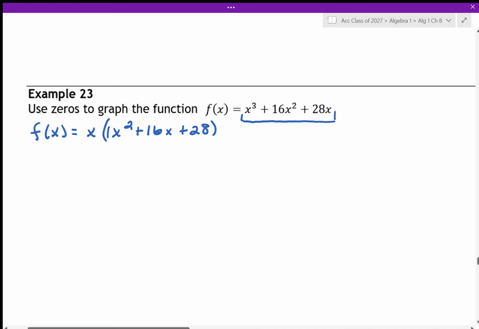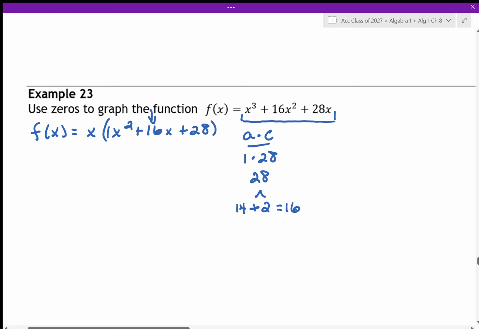So we have a 1 out front, so a times c, that's going to be 1 times 28. That's still 28. Then we want two numbers that multiply to be 28 and add up to be 16. 16 is our b value here. So what's that going to be? 14 and 2. Positive 14 and positive 2. Those add up to be 16, and they multiply to be 28.